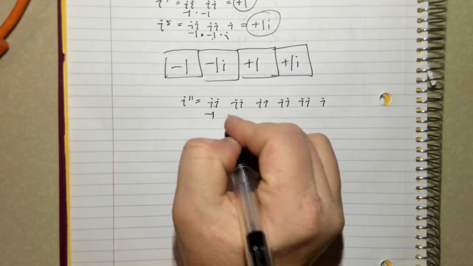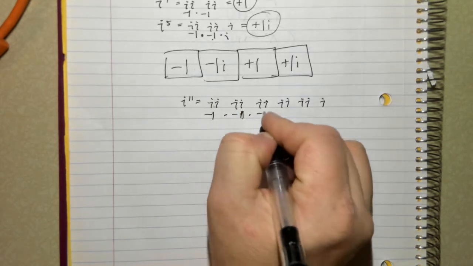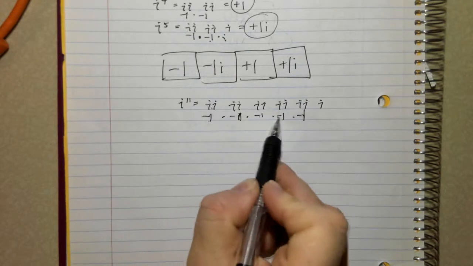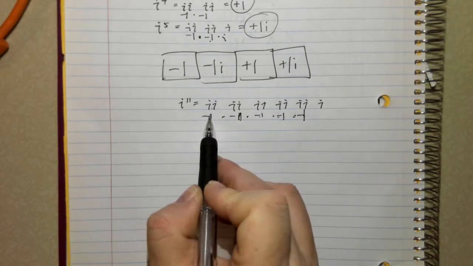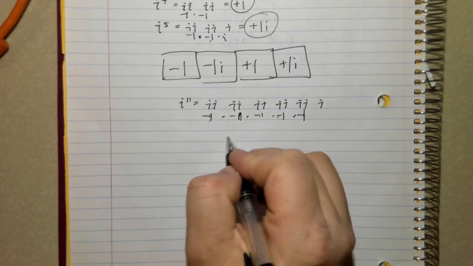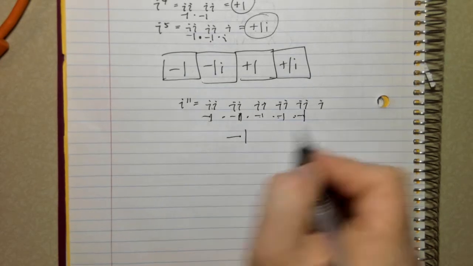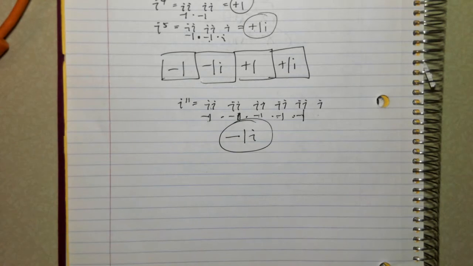So -1 times -1 times -1 times -1 times -1. 1, 2, 3, 4, 5. An odd number of negatives makes a final answer that's negative. 1 times itself 5 times is 1, and don't forget the negative. Sorry, don't forget the i. That seems like a lot of work to me.